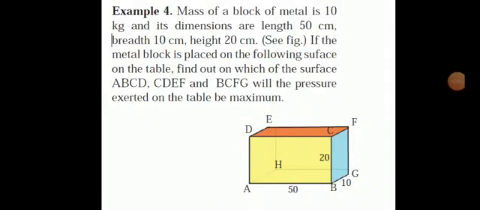Children, let us continue with example number 4. Mass of a block of metal is 10 kg and its dimensions are length 50 cm, breadth 10 cm, height 20 cm. If the metal block is placed on the following surface on the table, find out on which of the surface ABCD, CDEF and BCFG will the pressure exerted on the table be maximum.